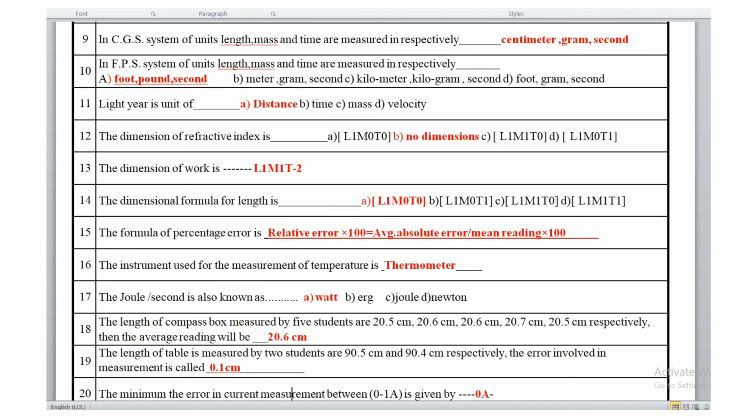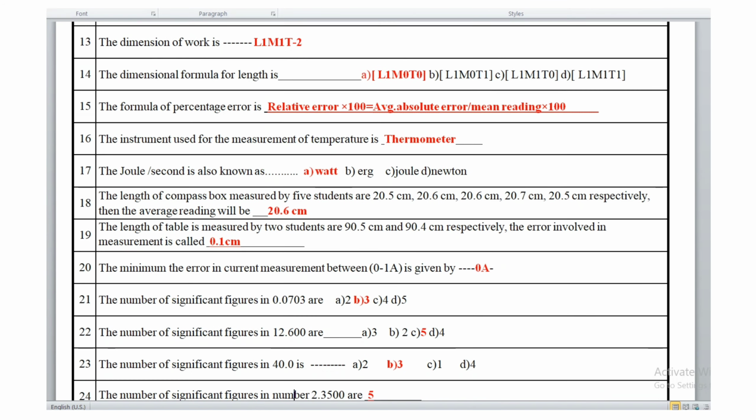Question number 13. Dimension of work is L^1, M^1 and T^-2. The dimension formula for length is L^1, M^0 and T^0. The formula of percentage error: relative error × 100 is equal to average absolute error upon mean reading × 100. The instrument used for measurement of temperature is thermometer.